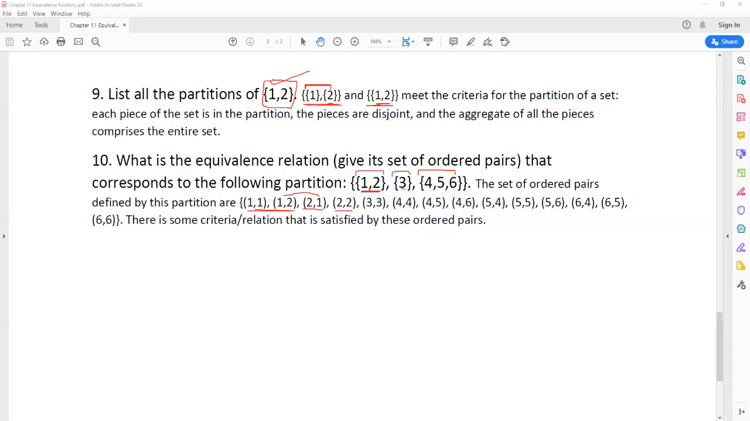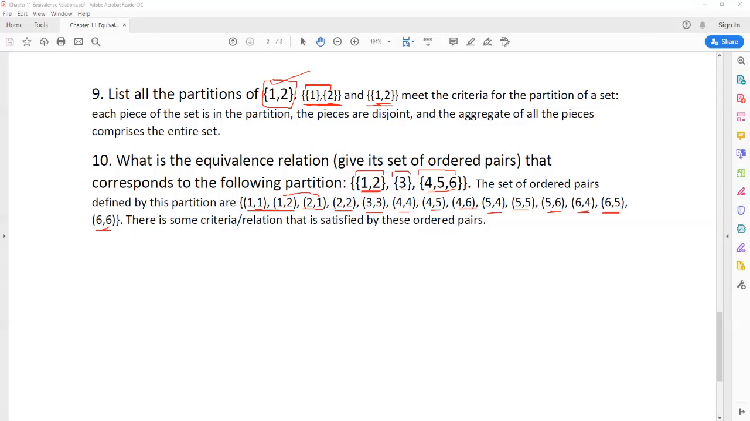And of course, 3 just relates to 3, and that satisfies the reflexive, the symmetric, and transitive properties. If we go to the last set here, we know that each element has to relate to itself. So 4 would map with 4, 5 with 5, and 6 with 6. And we know that because of the symmetric property, if 4 relates to 5, then 5 would have to relate back to 4. And if 4 relates to 6, then 6 has to relate to 4. If 5 relates to 6, then 6 relates to 5. And of course, the transitive property is satisfied as well.